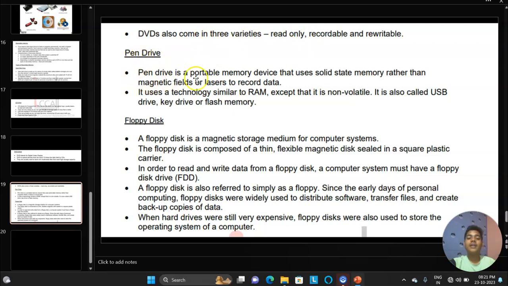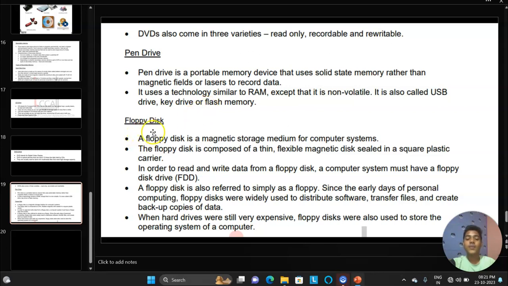Pen drive. A pen drive is a portable memory device that uses solid state memory rather than magnetic fields or lasers to record data. It uses a technology similar to RAM, except that it is non-volatile. It is also called a USB drive, key drive, or flash memory.